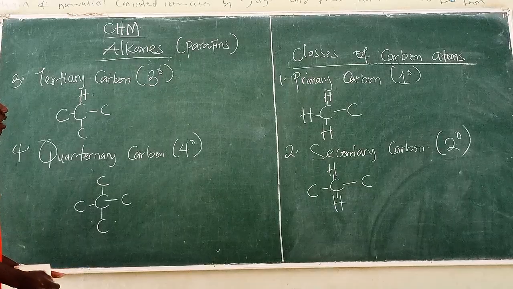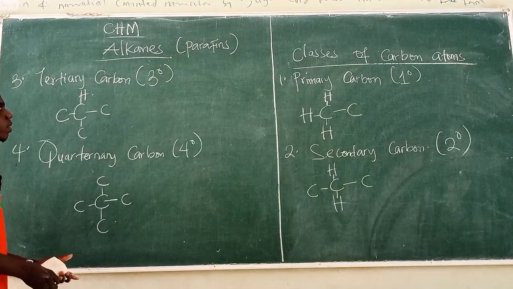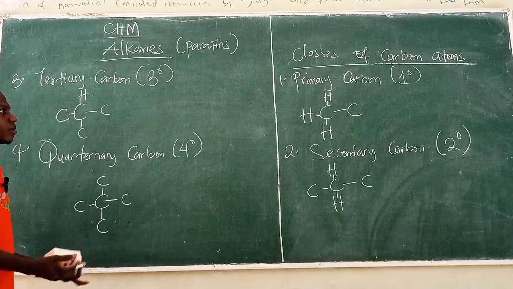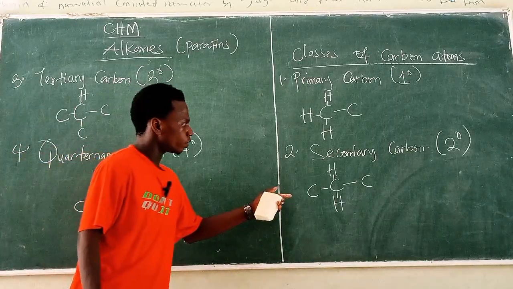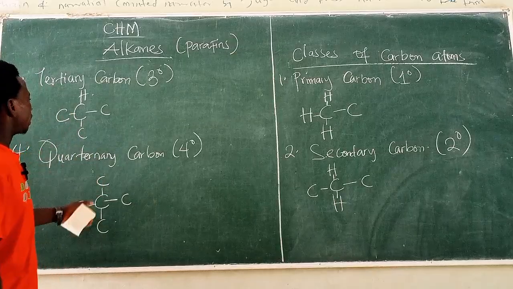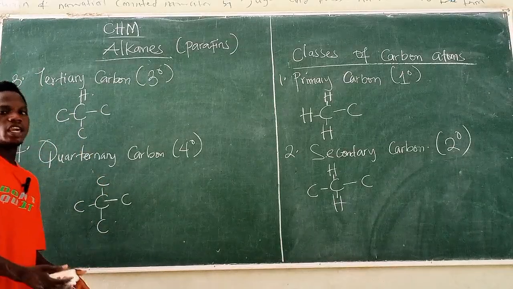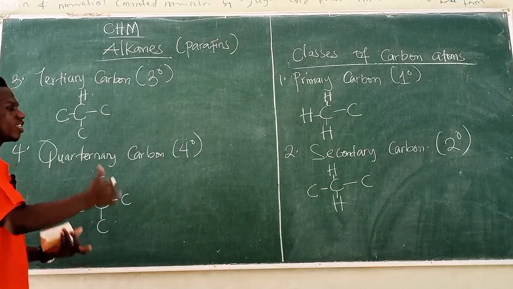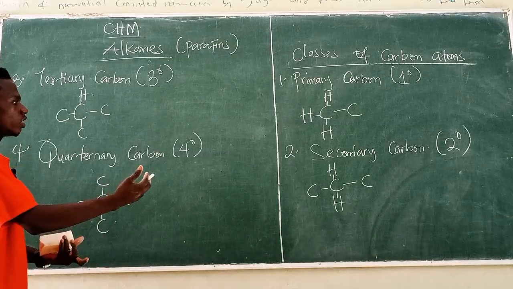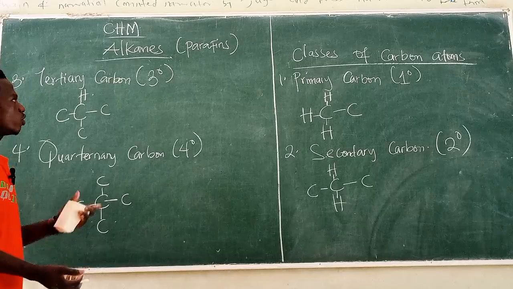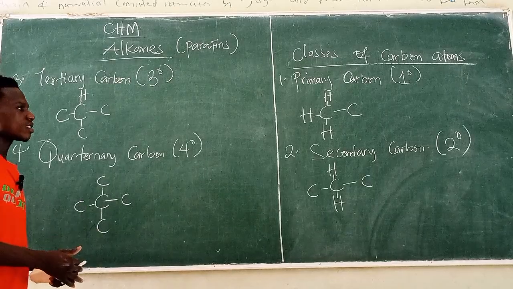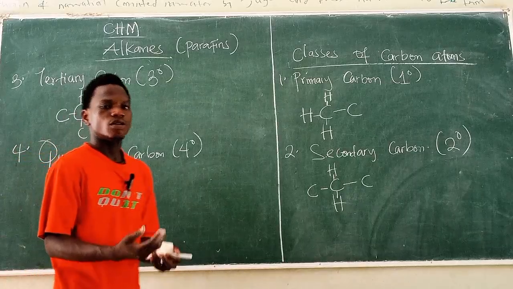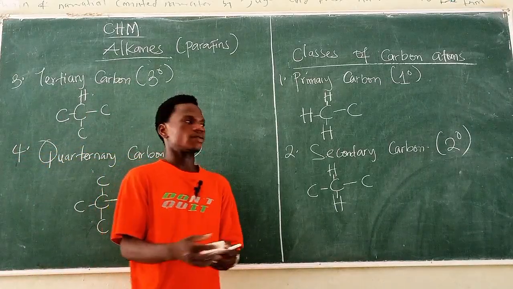So in the study of organic chemistry, these are the types of carbon atoms that you will come across, especially when it comes to this and this. They are found mostly in branch chains. That is a chain that is not linear but branched. So before we end the class, let's look at one practice question.